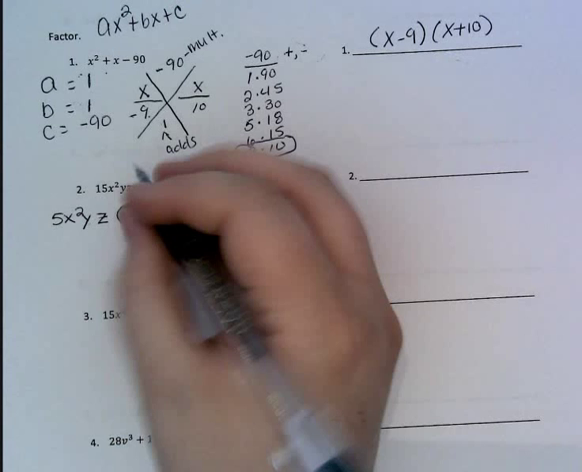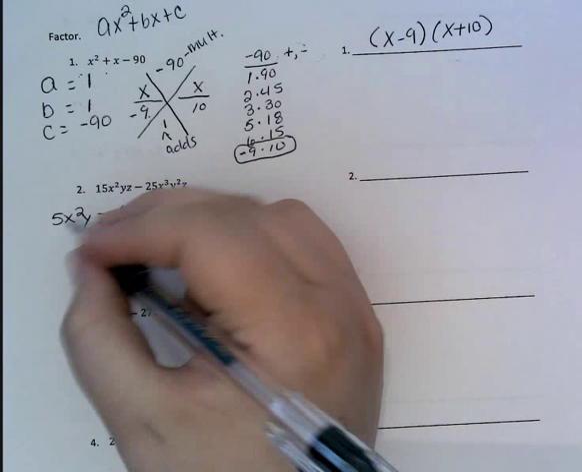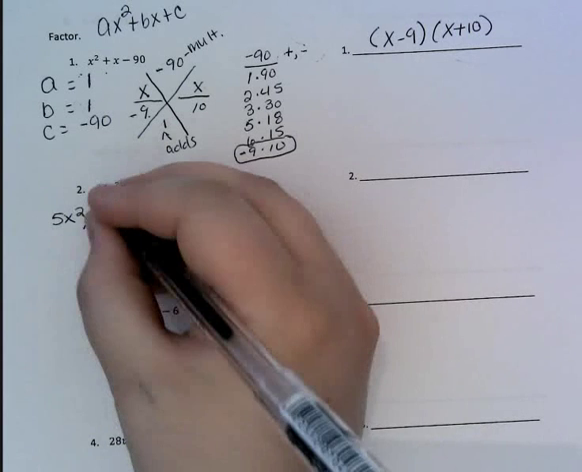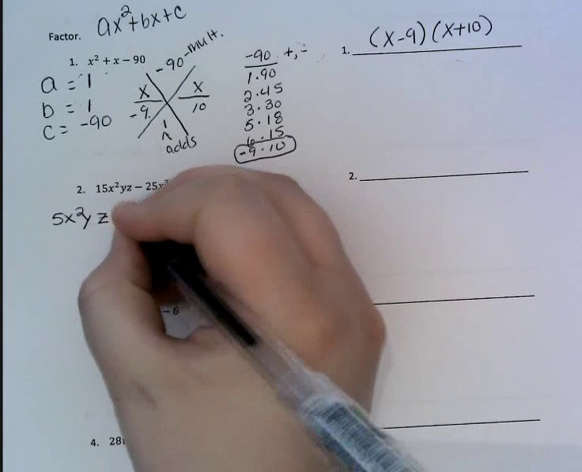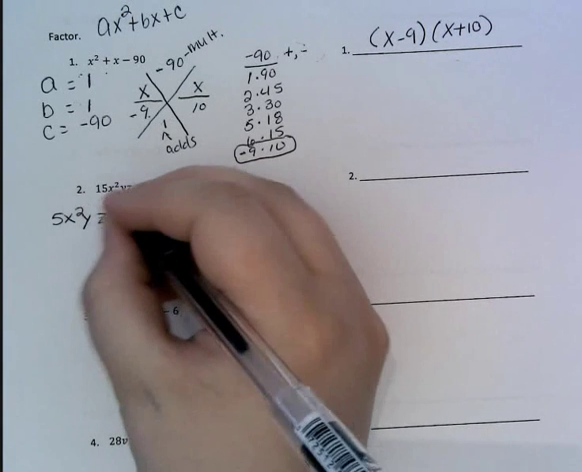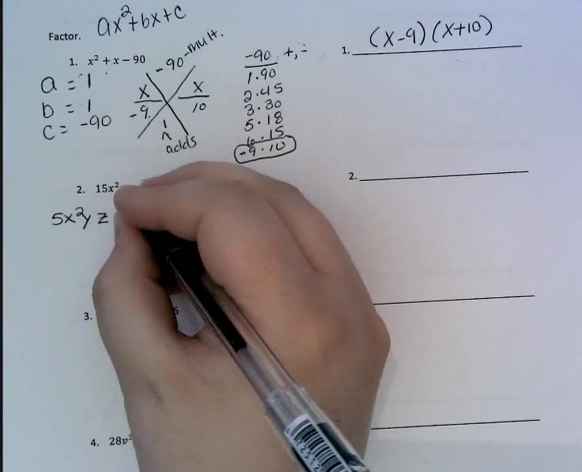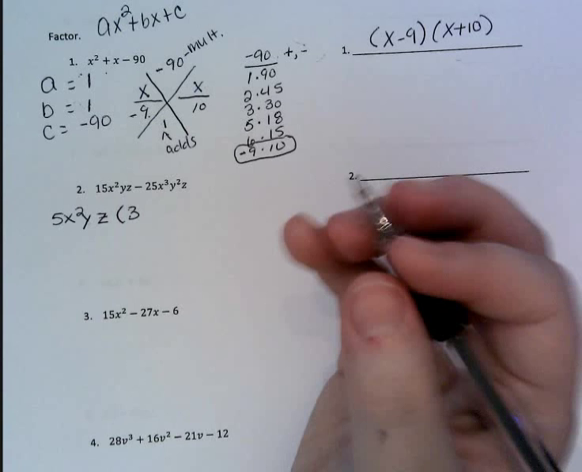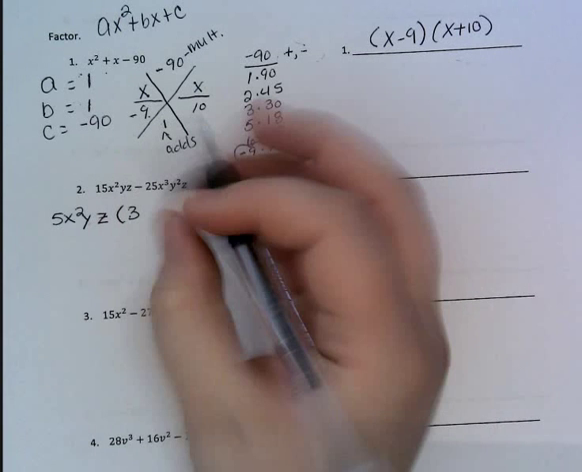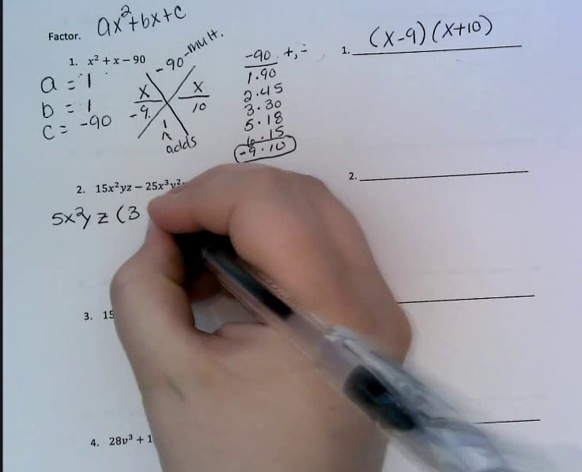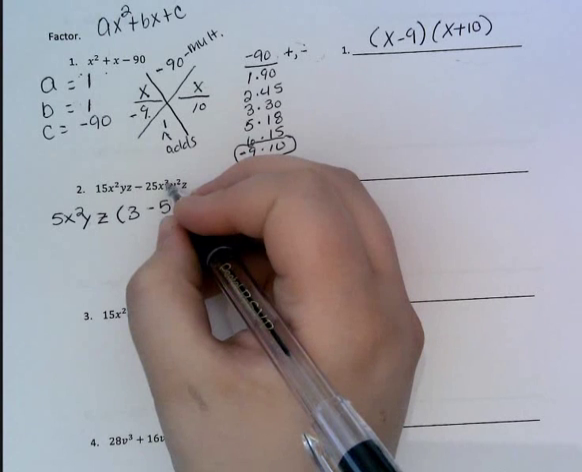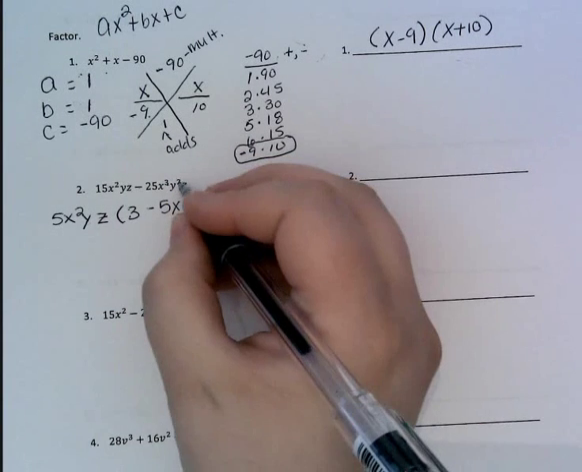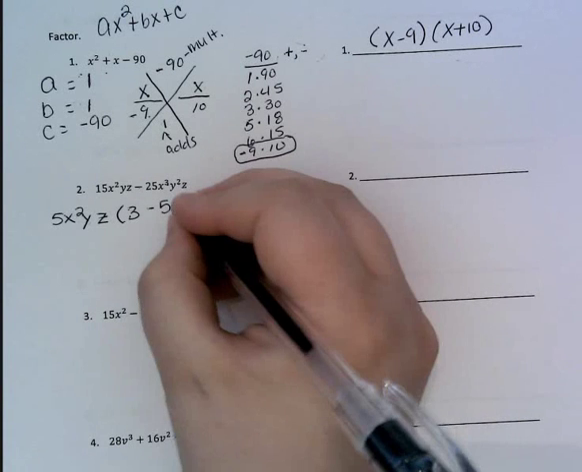So now you divide each of these terms by that 5x squared yz. 5 goes into 15 3 times. X squareds will cancel, your y's will cancel, and your z's will cancel. So it's just a 3 there. Then negative 25 divided by 5 is negative 5. You've got 3 x's, take 2 away, so you're left with 1x. You've got 2 y's, you take 1 away, so you're left with 1 y.